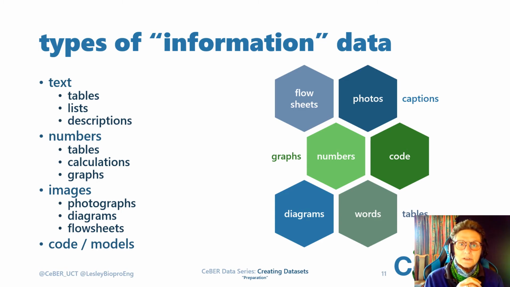It may be images, photographs, photographs of your rig, or photographs from the microscope, or images from one of the other more intense forms of image taking. It may be diagrams, it may be flow sheets. And then, of course, when we've done simulations, it may be code and models. So think about what kind of information you've got in your basic actual data, the stuff that you created or collected.